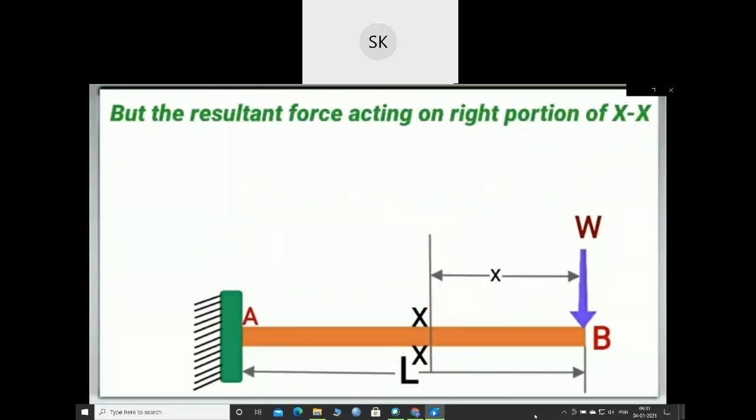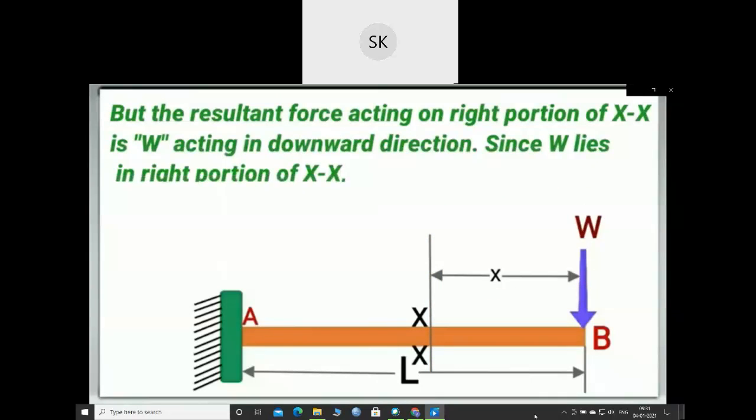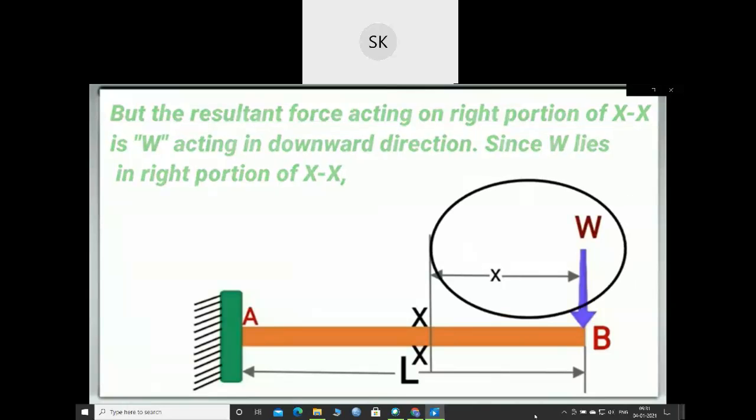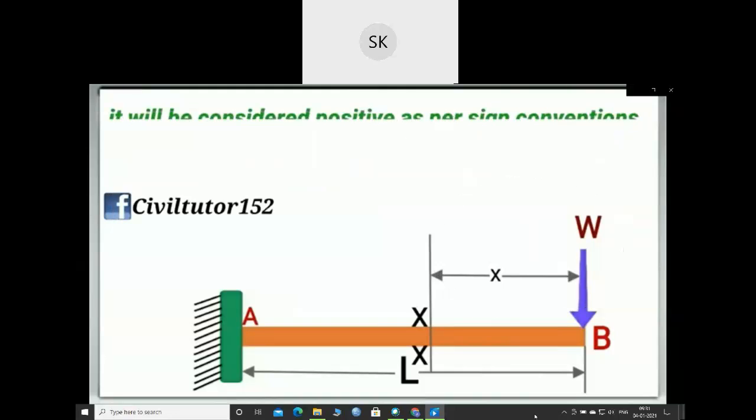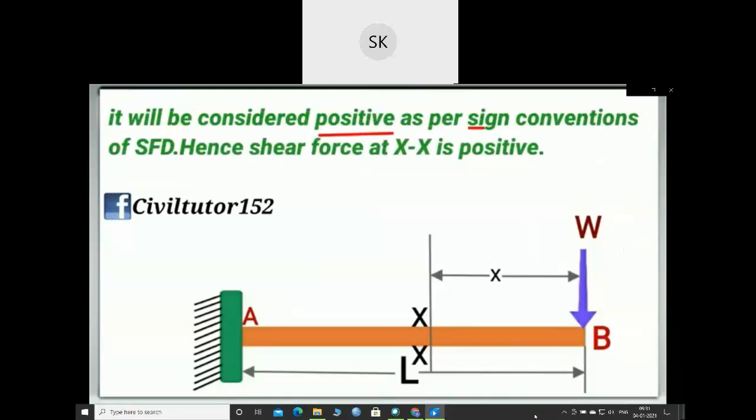But the resultant force acting on the right portion of this section XX is W, which is acting in the downward direction. And since this W lies in the right portion of XX, it will be considered positive as per the sign conventions of shear force diagram, which we have already gone through in our previous tutorials. Hence, the shear force at section XX is positive.